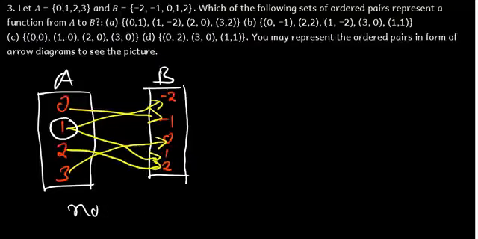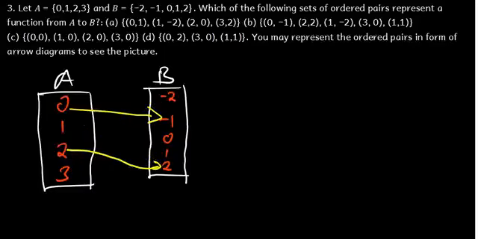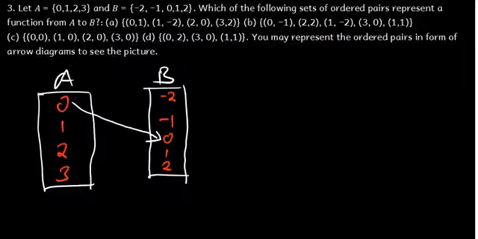We go to part C. Is part C a function? Let's see. We have 0 comma 0, which is this point here. Then you have 1 comma 0, going there. Then 2 comma 0, 2 going there to 0. That is just okay. Then 3 comma 0 again, this one going there. That is just okay. So is this a function?